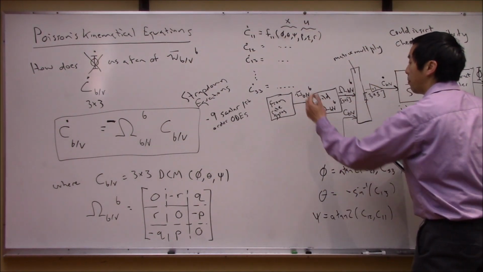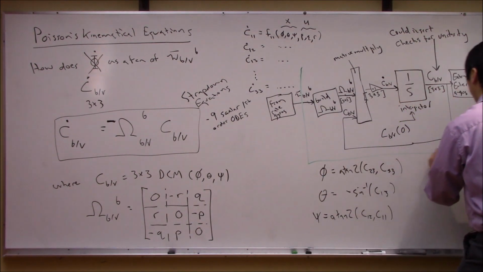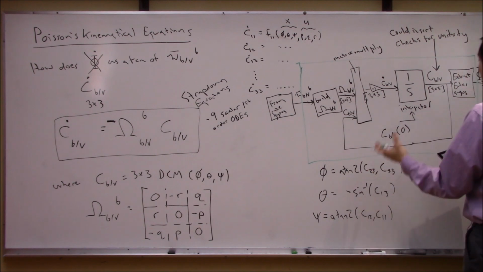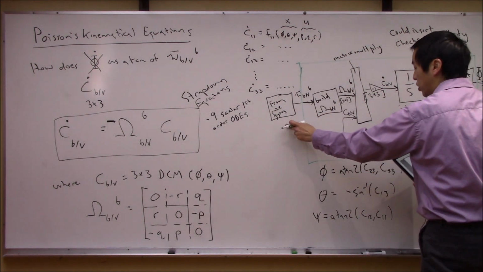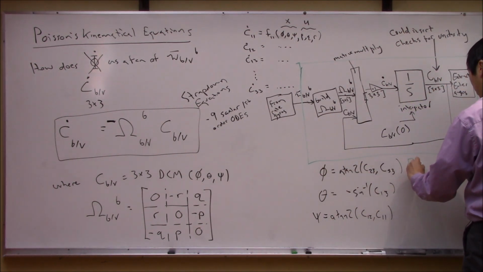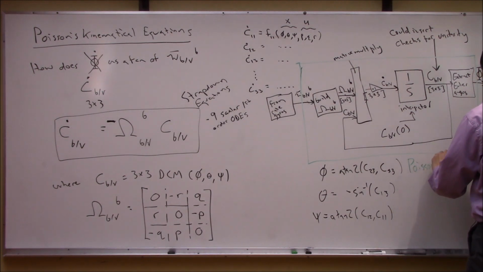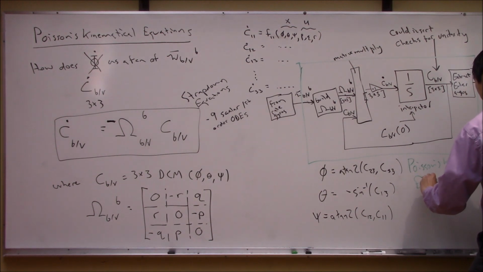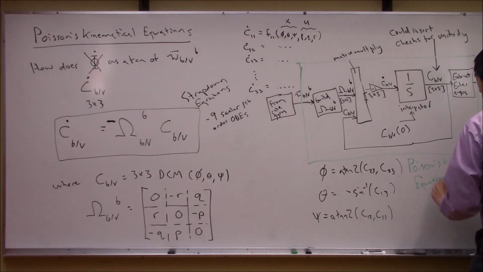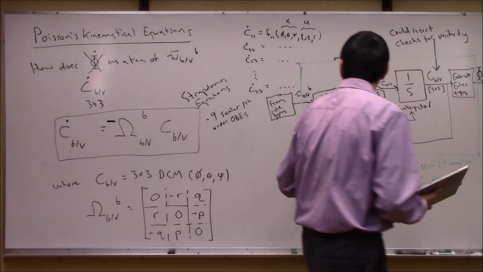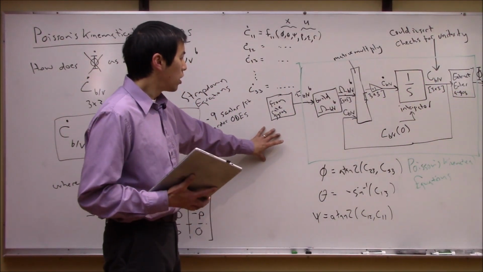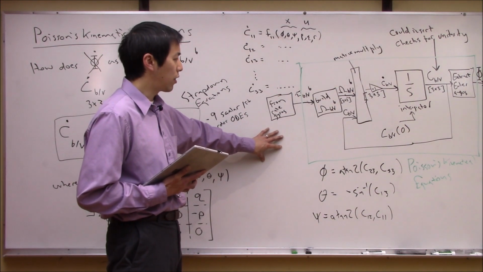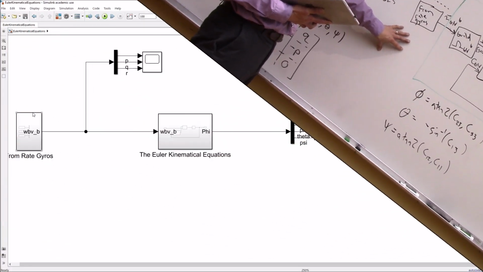And if you box this thing up, this thing in green, here is another way that you could calculate Euler angles from rate gyro measurements. This is implementing Poisson's kinematical equations, or the strapdown equations. So as they say, there's more than one way to skin a cat. Let's go over and build this in Simulink and double check that it gets the same result that we had with Euler's kinematical equations.